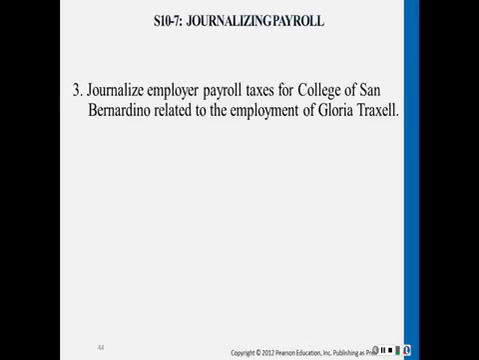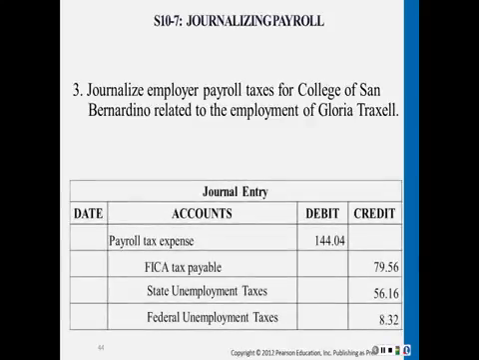Journalize employer payroll taxes for College of San Bernardino related to the employment of Gloria Traxel. Payroll tax expense, $144.04. FICA tax payable credit, $79.56. State unemployment taxes credit, $56.16. Federal unemployment taxes credit, $8.32.